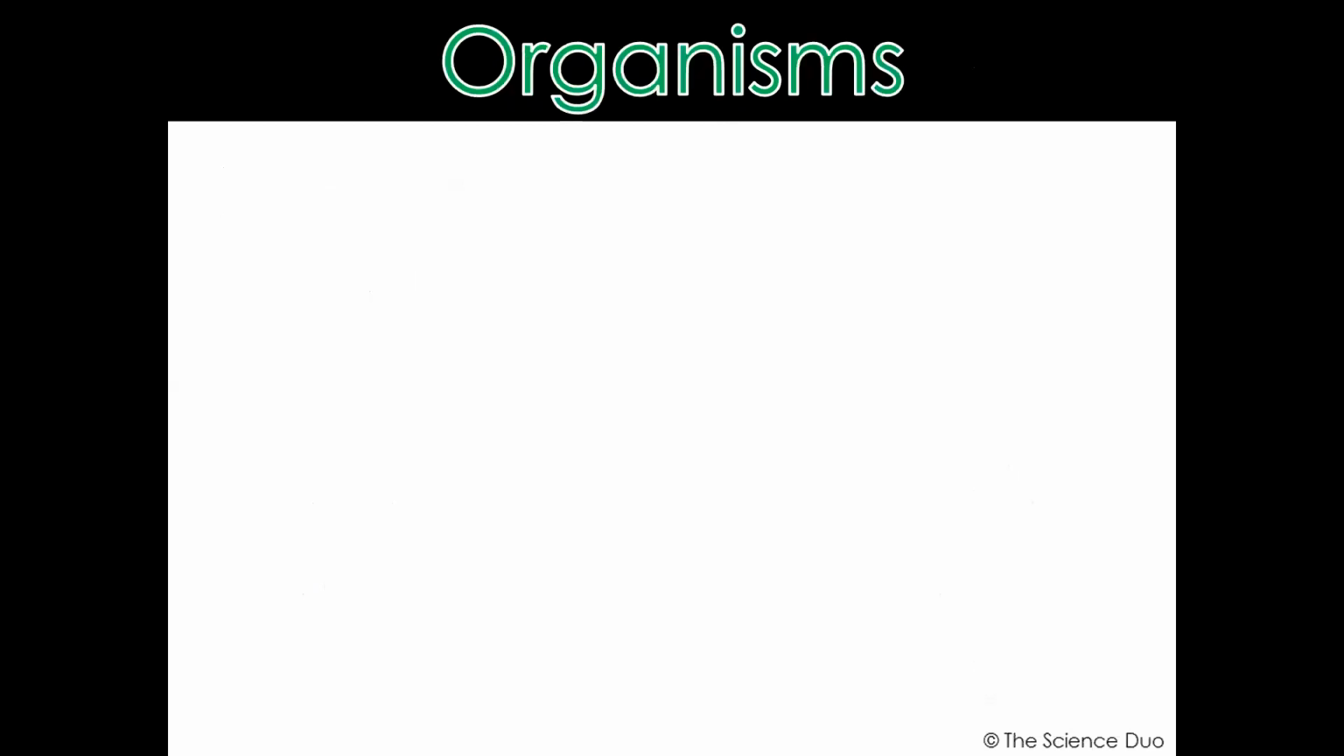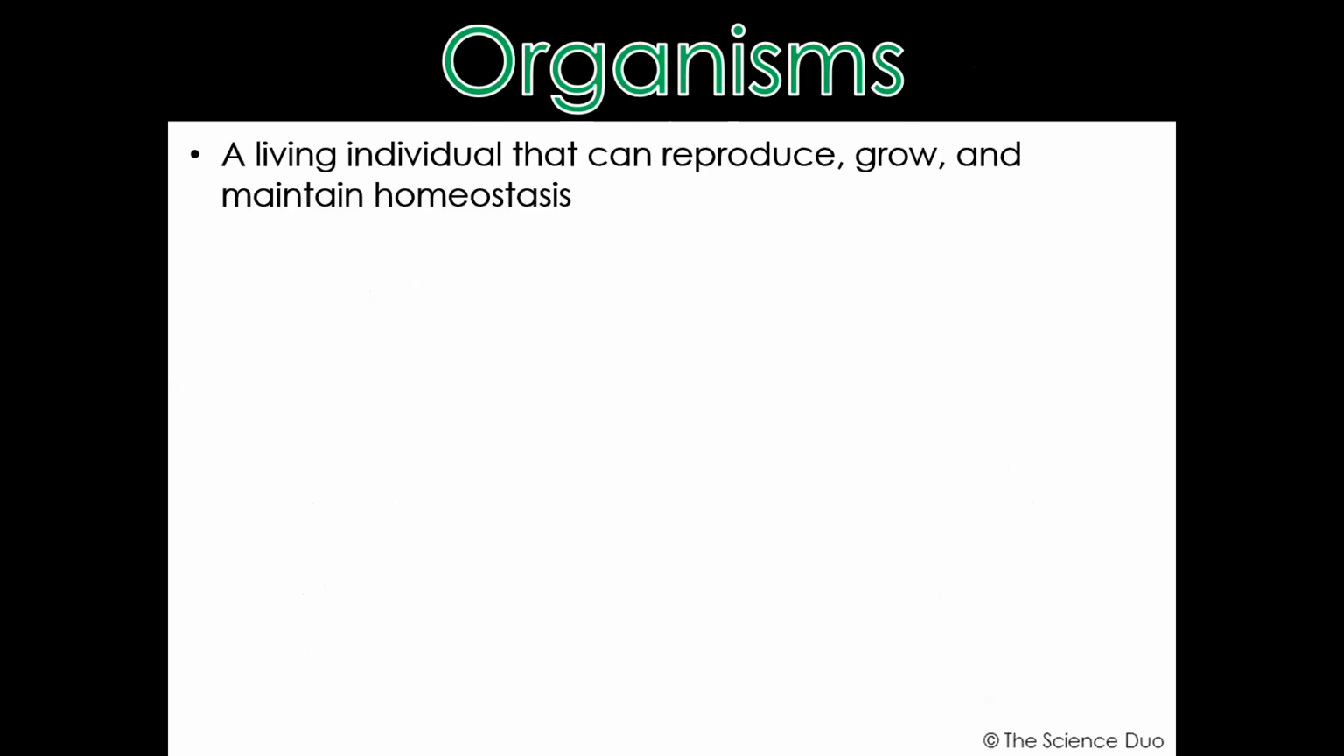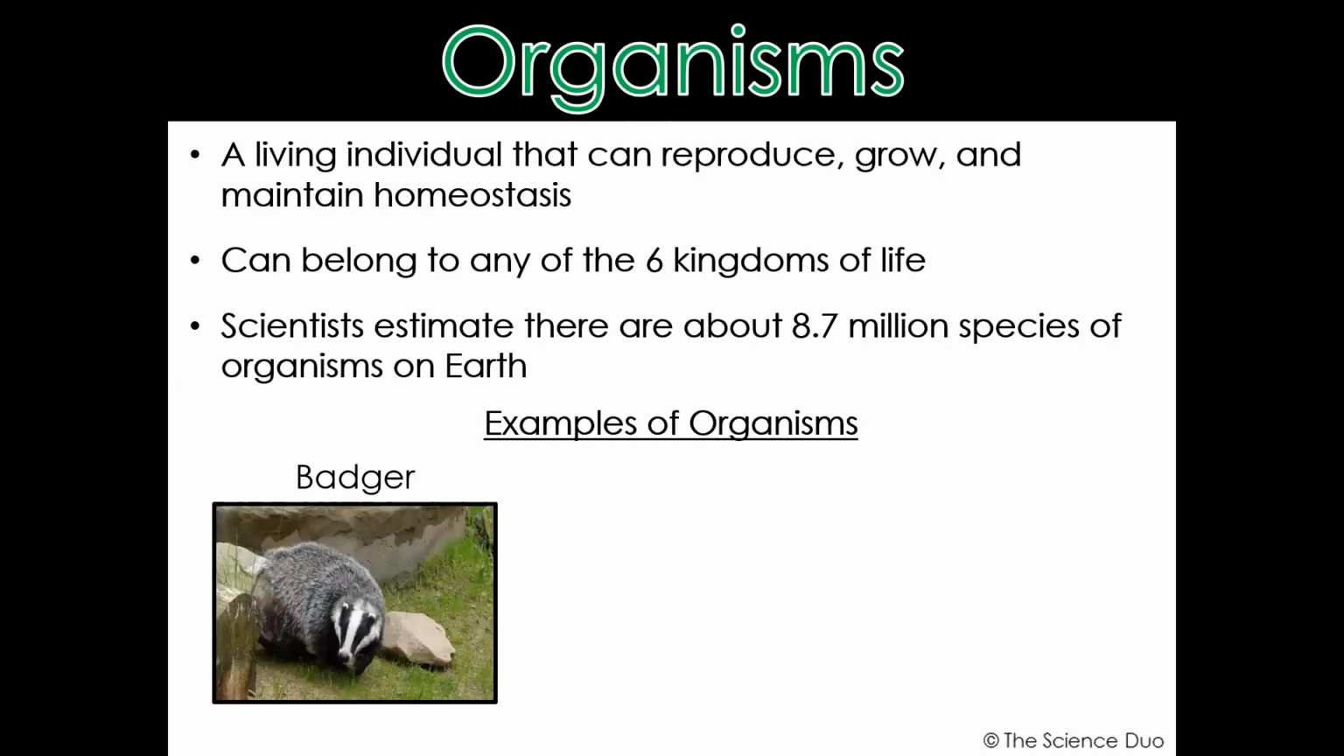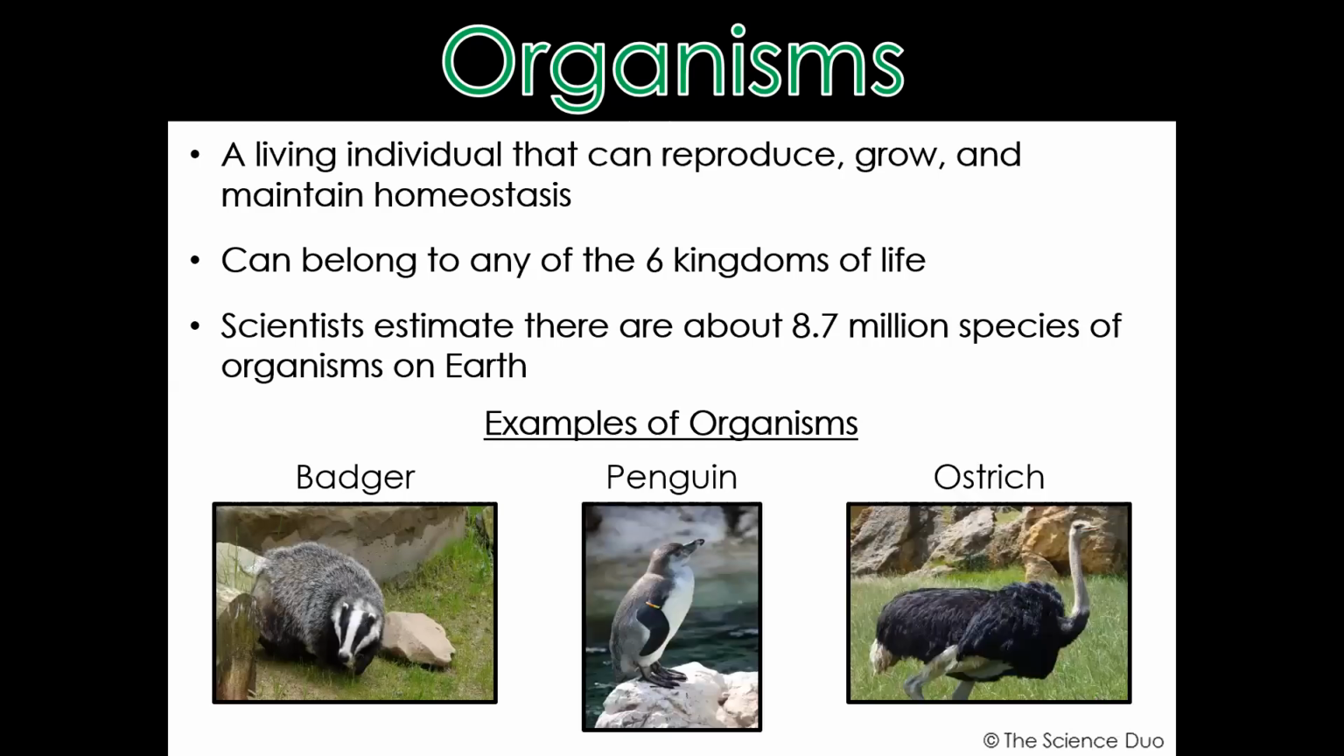So all those 11 organ systems come together to create an organism. So an individual that can reproduce, grow, and maintain homeostasis, that means you are able to live. It can belong to any of the 6 kingdoms of life. Scientists estimate there are about 8.7 million species of organisms on Earth. So just some other examples of organisms besides you, because you are an organism, is a badger, a penguin, and an ostrich.